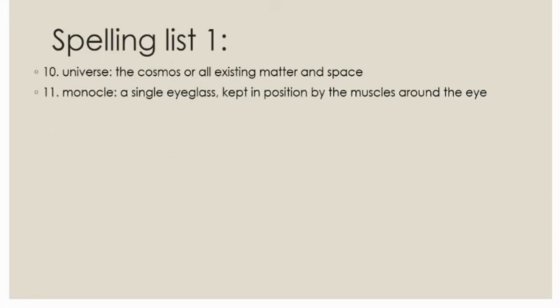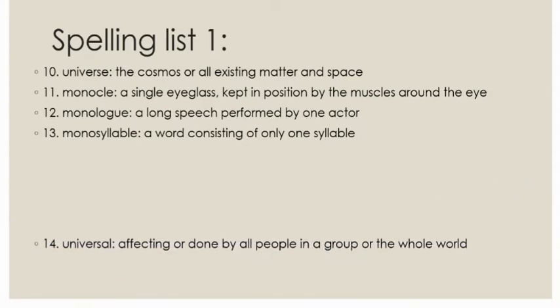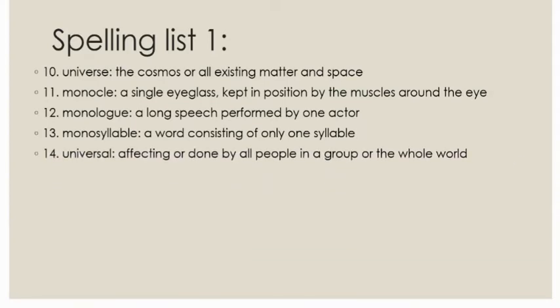Number 11, monocle. We read about this one. A single eyeglass kept in position by the muscles around the eye. 12, monologue. A long speech performed by one actor. 13, monosyllable. A word consisting of only one syllable, like one. 14, universal. Affecting or done by all people in a group or the whole world.